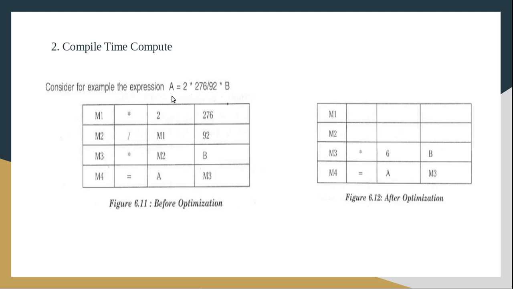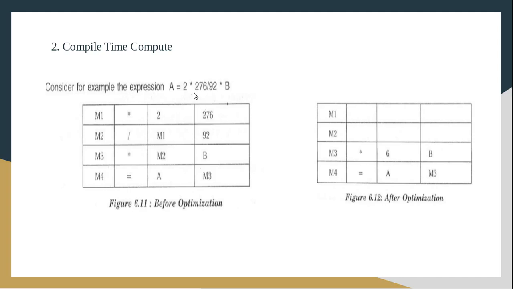So here we have an expression a equal to 2 star 276 divided by 92 star b. Okay, so it is very clear that instead of writing this entire expression, we can compute the result of 2 star 276 divided by 92. The result will be 6. So during compile time, the compiler will convert this entire expression into 6 star b. That means this entire computation will be converted into a constant value, that is 6.